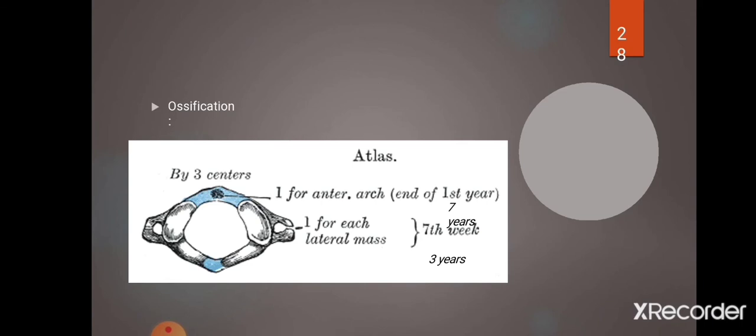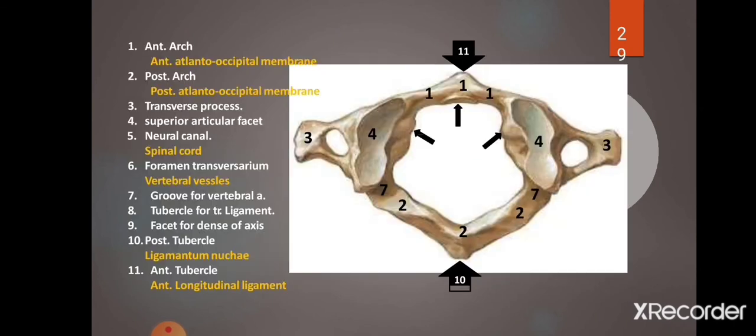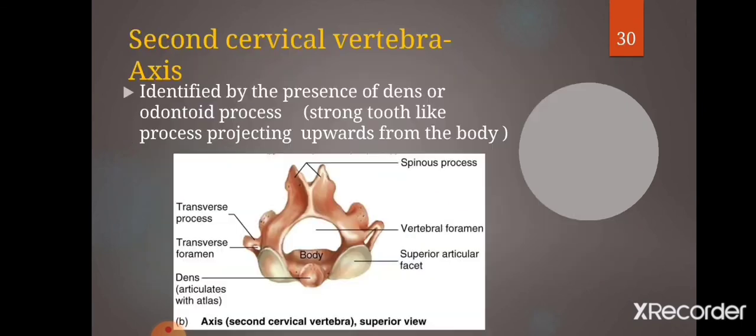Then the ossification, again by three centers. One is for the anterior arch, which appears at the age of 7th week and ends at the age of first year. And the other two primary centers are for the lateral masses, which appear at the age of 7th week and fuse at the age of 3 years of life. So these are the highlighting areas of the first cervical vertebra, that is the atlas.